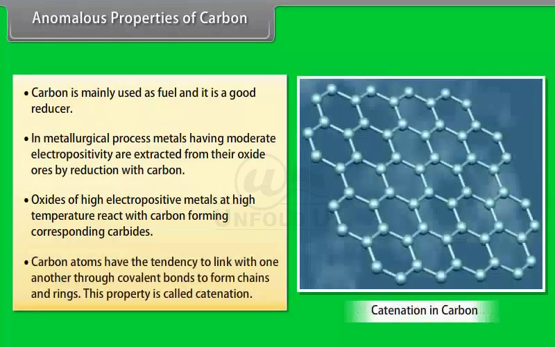Carbon atoms have the tendency to link with one another through covalent bonds to form chains and rings. This property is called catenation.